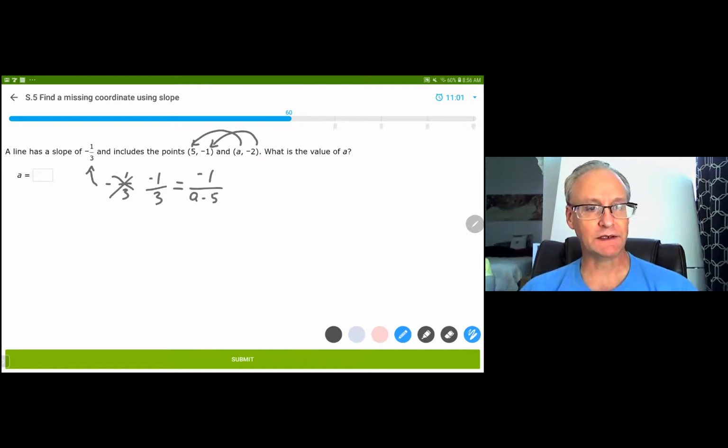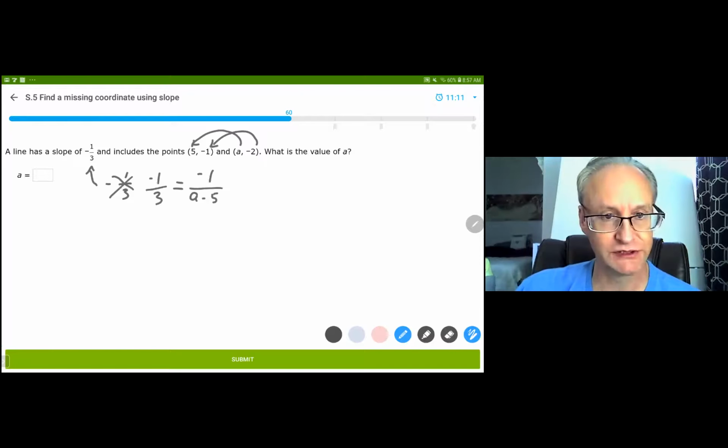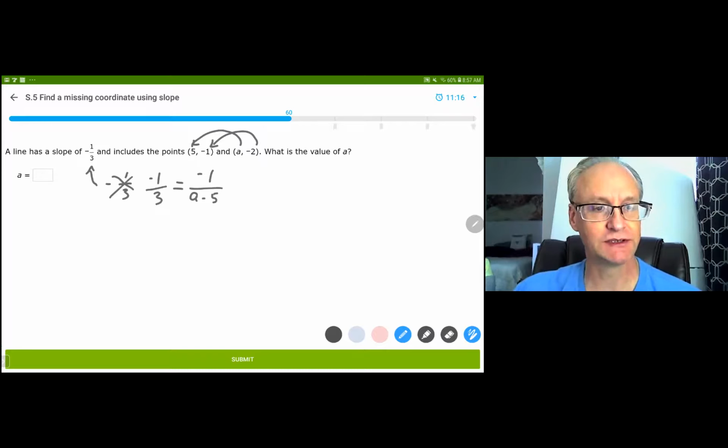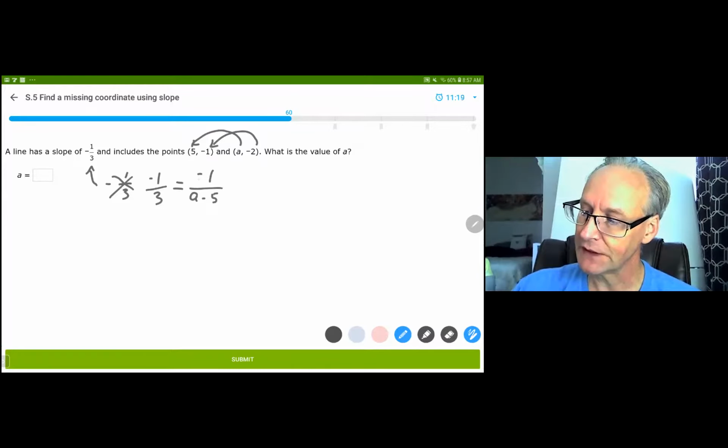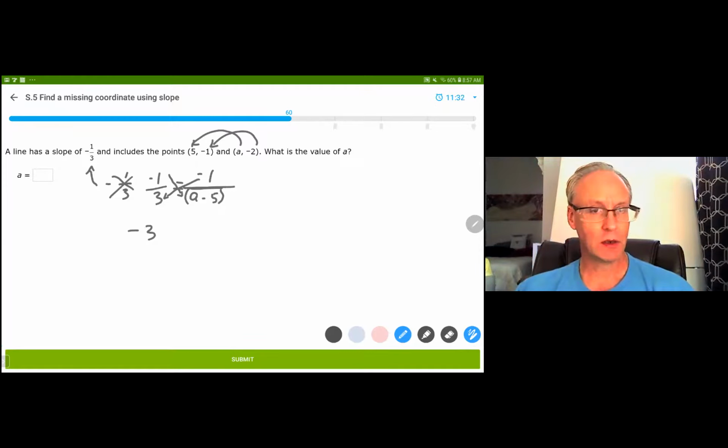Now, a couple of things you could do. You could cross multiply, distribute, do all those things, which is what I probably want to do here. Whenever you have proportions, a fraction equal to a fraction or a ratio equal to a ratio, I'm going to cross multiply. I'm going to get -3 is equal to -1 times the whole thing. Remember that this whole thing is inside parentheses because of this division line. So when I distribute the -1, I get -a plus 5.